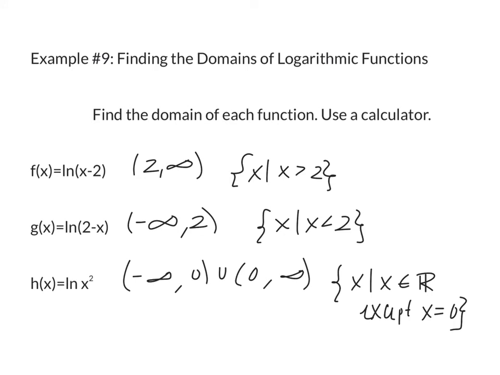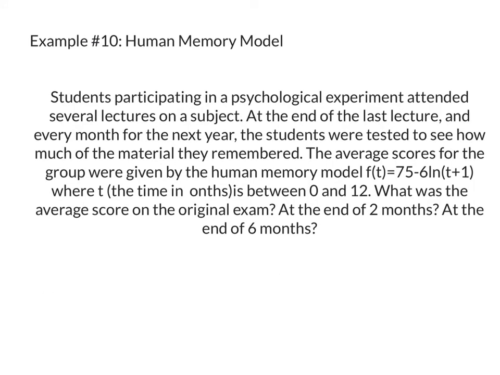All right, let's take a look at our last problem. It says students participating in a psychological experiment attended several lectures on a subject. At the end of the last lecture and every month for the next year, the students were tested to see how much of the material they remembered. The average scores for the group were given by the human memory model f of t equals 75 minus 6 ln of t plus 1, where t is a time in months, is between 0 and 12.